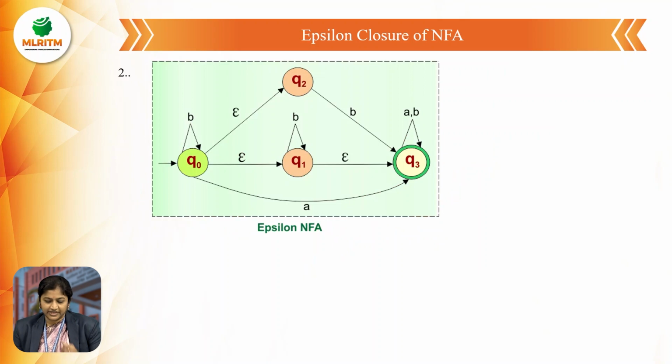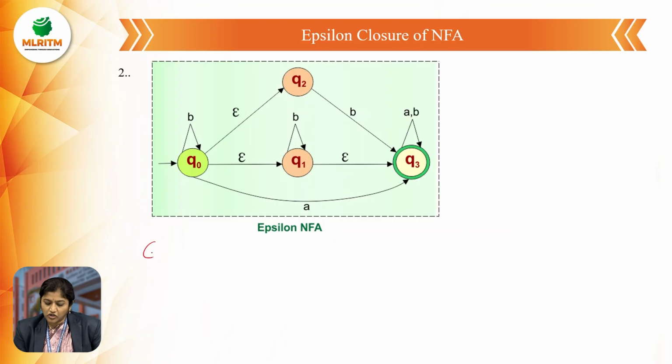See here, in the second example, how many states are there in this transition diagram? There are 4 states: Q0, Q1, Q2 and Q3, where Q0 is the initial state and Q3 is the final state. The input symbols connected are A and B. And from Q0 to Q2, Q0 to Q1, Q1 to Q3, Q2 to Q3, epsilon symbols are connected. So we'll write the epsilon closure of each state.